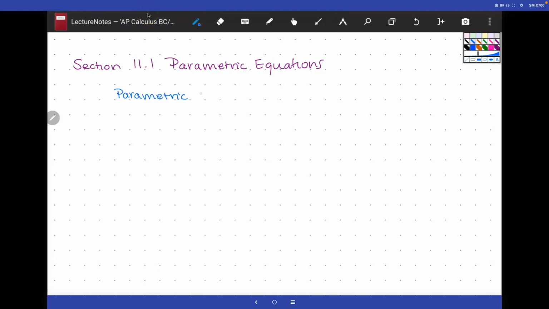All right, almost forgot. Parametric equations. So parametric equations, they describe the path of a particle along a curve.